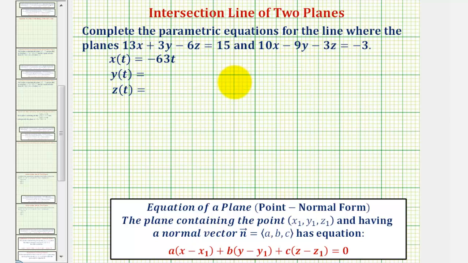We want to find the parametric equations for the line where the two planes intersect. To do this, we'll have to find a direction vector for the line, as well as a point on the line, which is a point on the intersection of these two planes. Before we do this, let's look at it graphically.